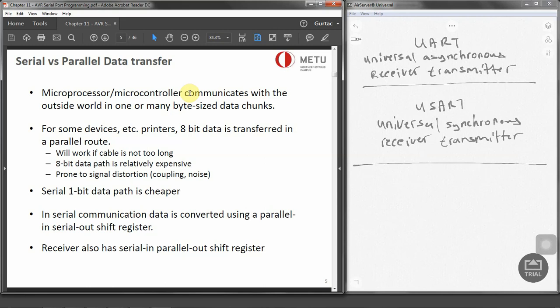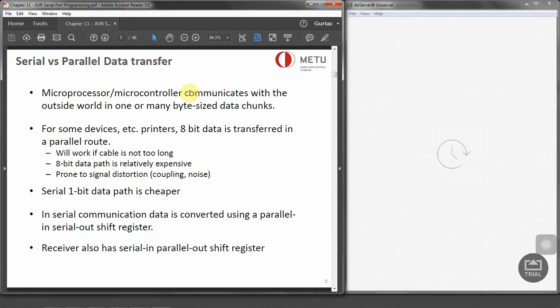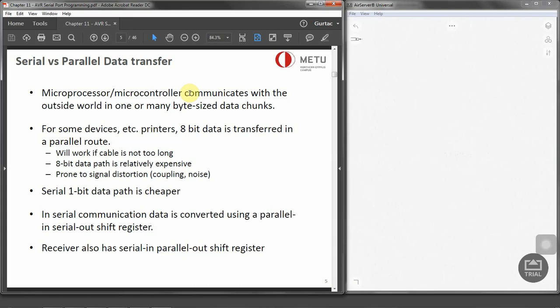Now, before we get into the AVR side, we need to understand one other thing: the communication channel types. We can have different types of communication between two devices. There are actually three types. So I'm just going to show you what those are now.